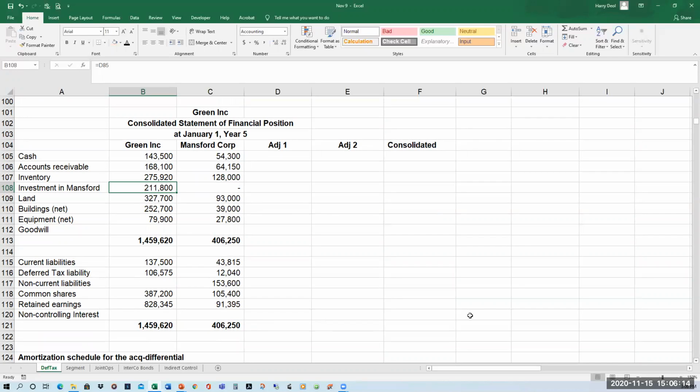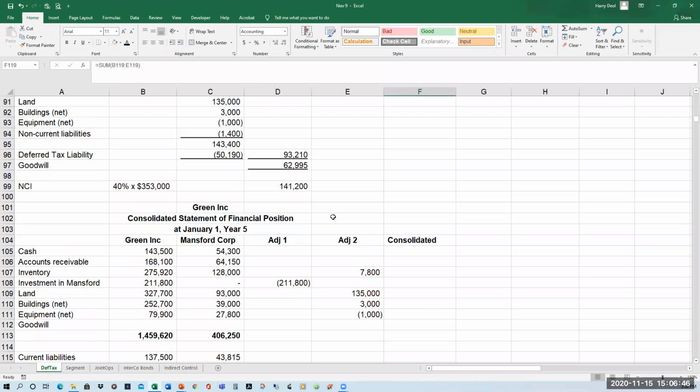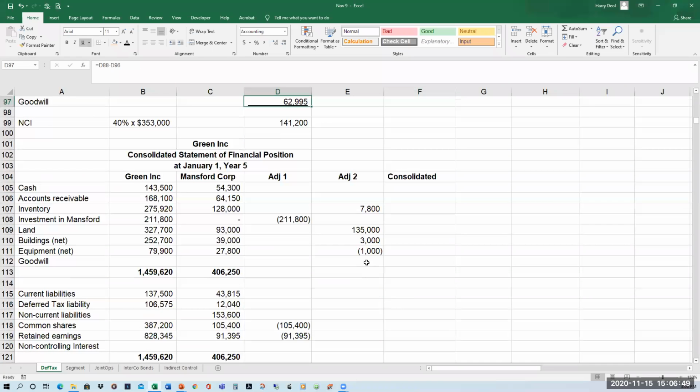Now, on the date of acquisition, remember the balance sheet, we are supposed to eliminate the investment in the subsidiary, and we are supposed to eliminate the subsidiary's shareholders' equity. Also, we are supposed to include the fair value differences. So there were fair value differences pertaining to inventory, land, buildings, and equipment. And we have calculated goodwill to be 62,995, so that should be included.